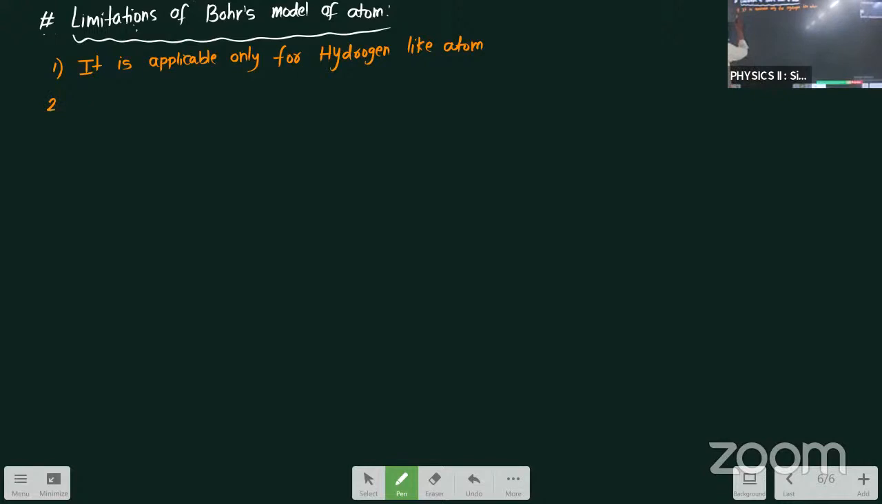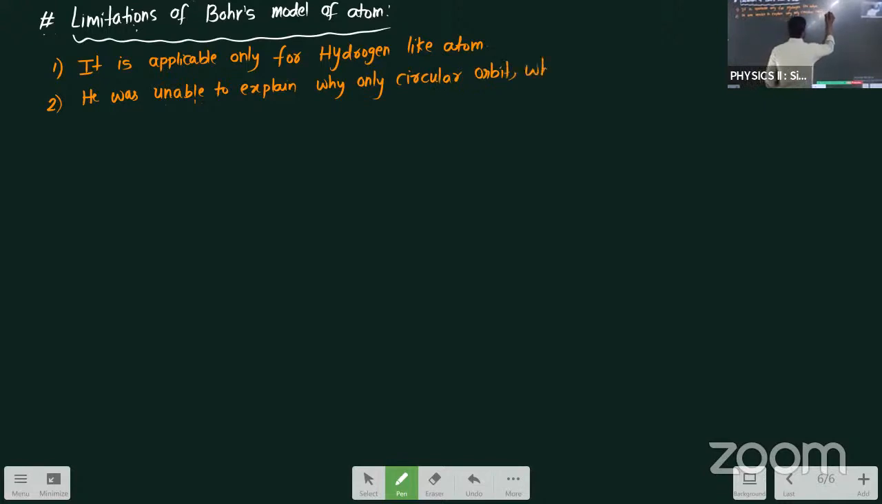Next one. The next important point is that he said the electron revolves only in certain circular orbits, but elliptical orbits are also possible. When he was asked why he hadn't considered elliptical orbits, he was unable to explain that concept. So he was unable to explain why only circular orbits, when elliptical orbits are also possible.